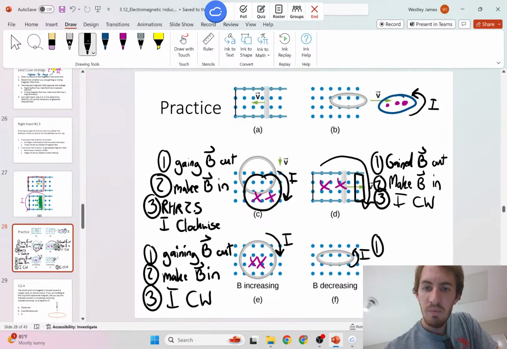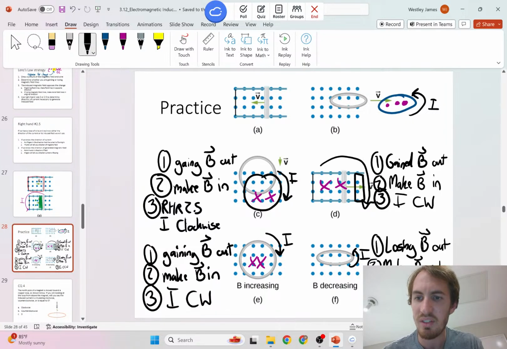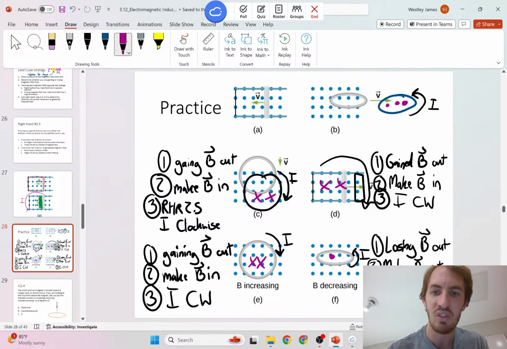For the last one, I am losing B out. I'm losing magnetic field lines that are pointed out of it. How do I counteract losing them? I'm going to make magnetic field lines that are out to counteract that change. How do I make that happen? Current that's going counterclockwise. So this is the direction that current will flow.